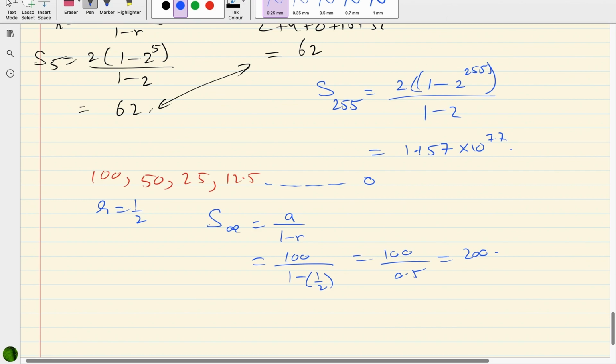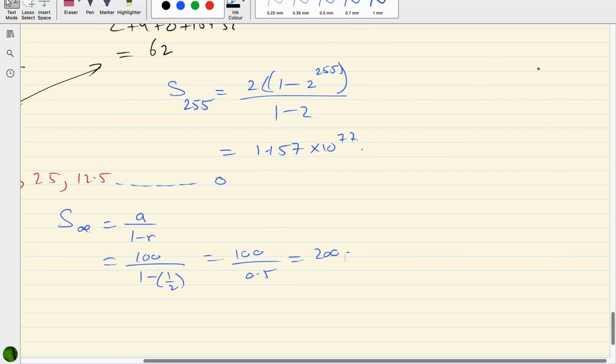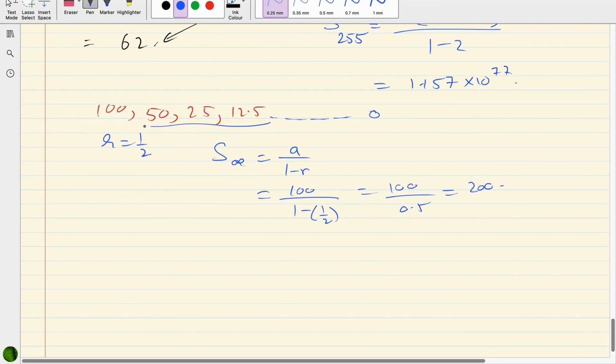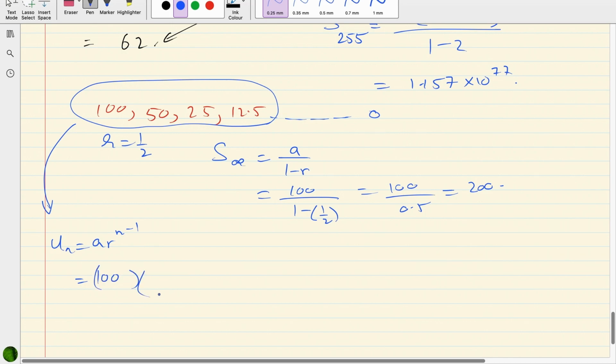Any confusion till now? So if we have to find the general formula for any sequence, let it be this one. We had a r raised to power n minus 1. So a is the first term in this case, that is 100. r is the common ratio, that is 1 by 2, and n minus 1. So this is it. This is your formula.